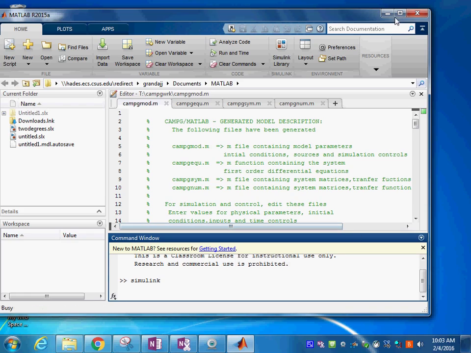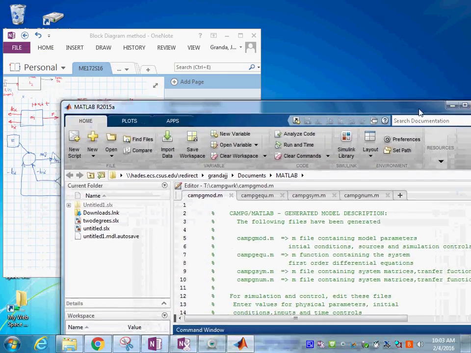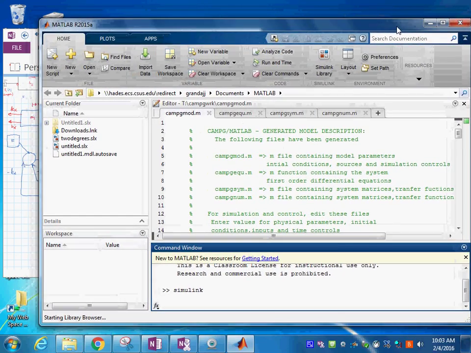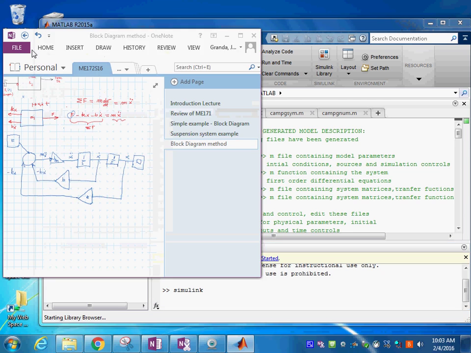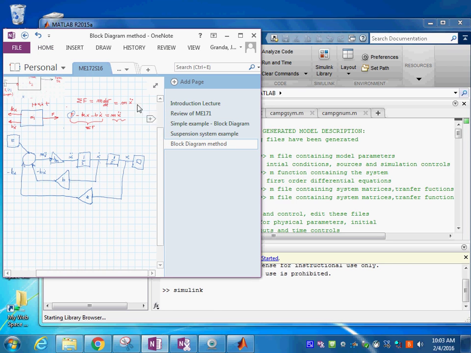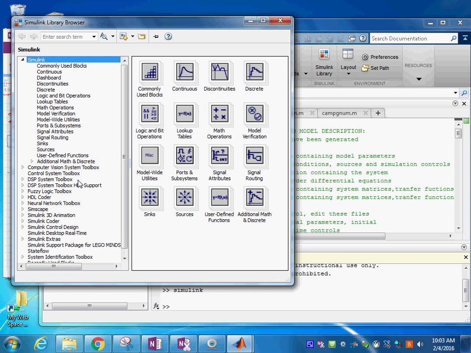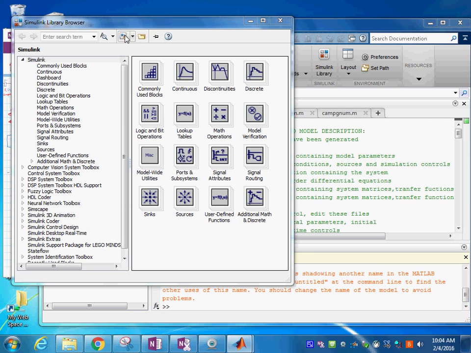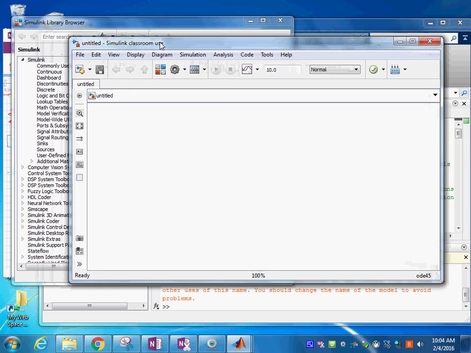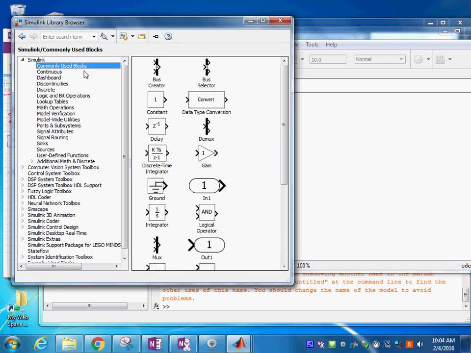Once we get the Simulink running, we will open a new case, a new file, and transfer this block diagram into Simulink. That's what we want to do. Yeah, there it is. So what I would do is this: just go and open a new case, because that's what that does, and go to where it says commonly used blocks.